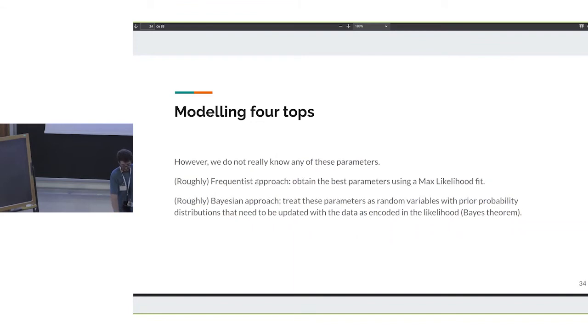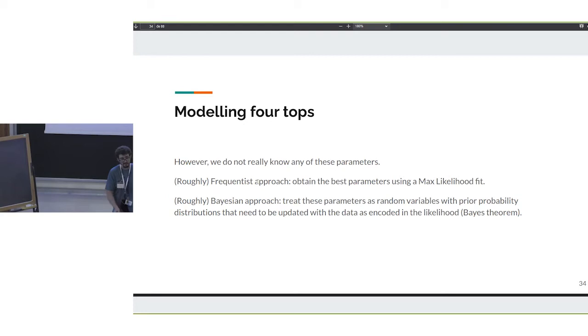However, there is a problem here. You don't know any of these parameters, you need to learn them. Usually what you could do is try to obtain the best parameters using either a maximum likelihood or some Bayesian approach, which is what we will do, in which we treat these parameters as random variables with some prior probability distribution, and we update them with the data as encoded in the likelihood.